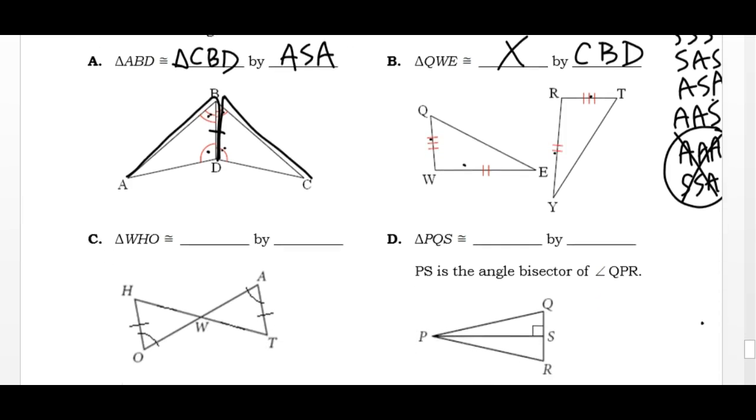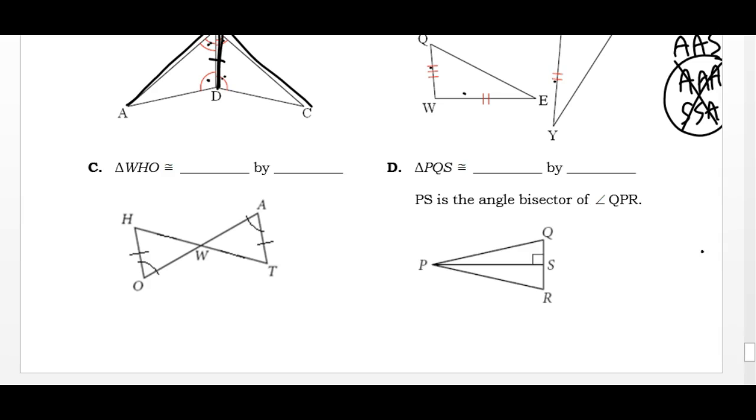Two more. I have sides here. I have angles here. And I don't see anything else, but I know, and hopefully you remember, that vertical angles are always the same. So that third piece of information gives me angle-side on one triangle and angle-side on the other triangle. So W, H, O, those are rotated around. Since I went up on the first one, I'm going to go down, W, T, A on the second one.